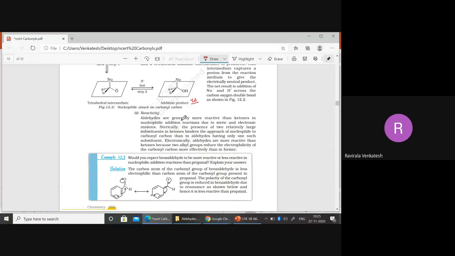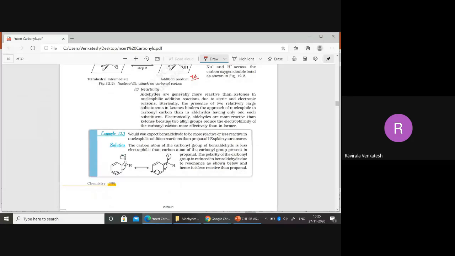Next, the reactivity. If you observe here, what is the reactivity? First of all, I will write here: aldehydes are more reactive than ketones. You write this in your notebook. Aldehydes are more reactive than the ketones. Write this down better. What is the reason? Why are aldehydes more reactive when compared with ketones? I can explain this with two reasons.